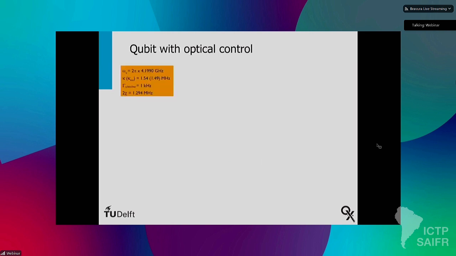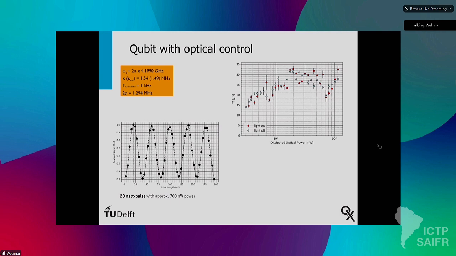Just a few parameters on the qubit itself. This is the qubit that's been made in my group in Delft. And we then look at what the qubit is doing when we drive it with the optical control system. You see we can do really nice Rabi oscillations here on the bottom left. This is for 29 nanosecond pi pulses with a few hundred nanowatts of input power.